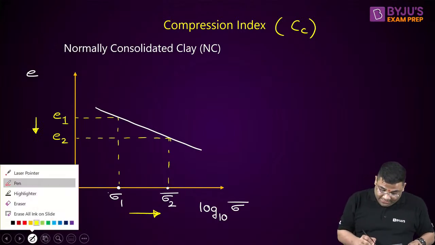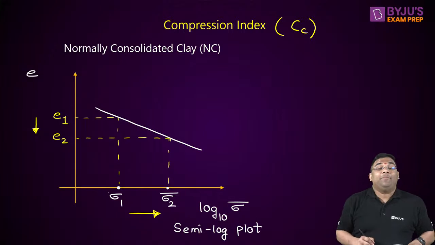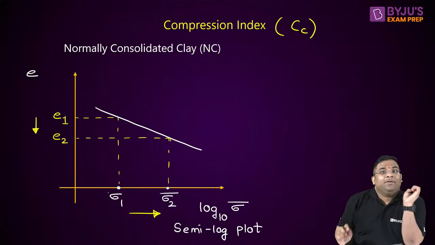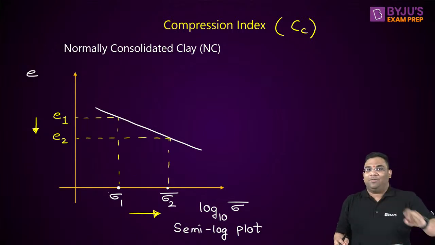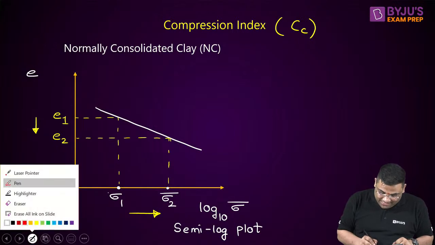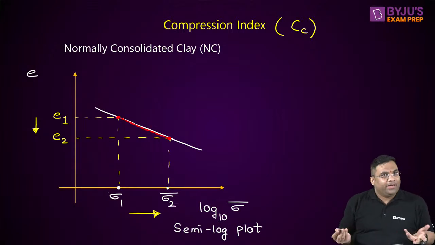Here, when I'm taking a semi-logarithmic graph, I can say this is a semi-log plot, right? Then what is happening? In the plot between e and only sigma dash, I was getting a curved kind of thing, right? But here I get a straight line. And when it is a straight line, what happens? It is easier to take the slope, right? If you take the slope here, you can take the slope.